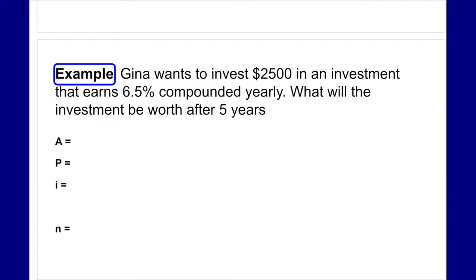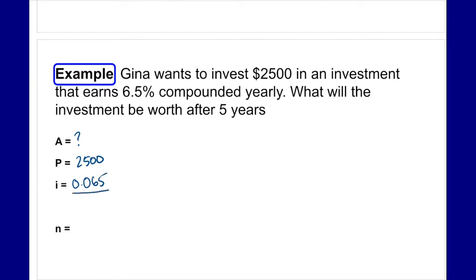So Gina wants to invest $2,500 in an investment that earns 6.5% compounded yearly. What will the investment be worth after 5 years? So because we're looking for the future value, we are going to be looking for A. P is our present value or our principal, so $2,500. Our interest is 0.065 or 6.5%.